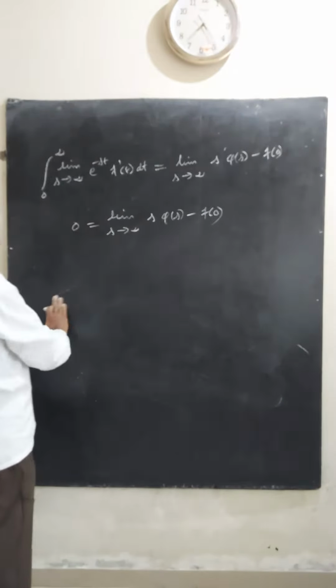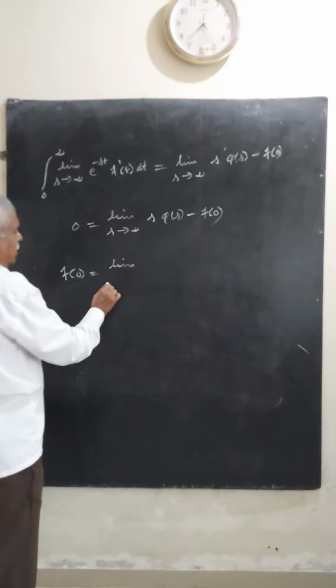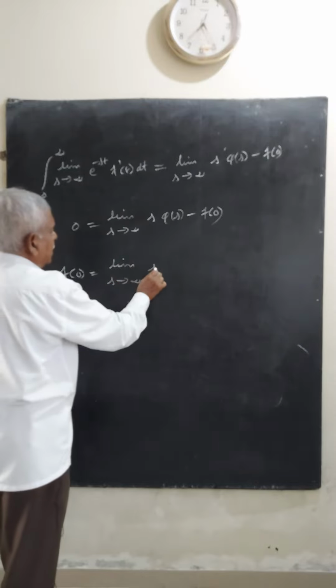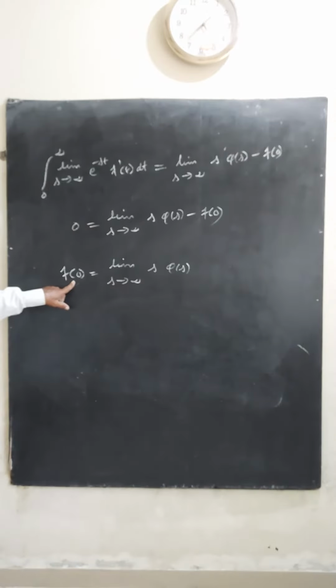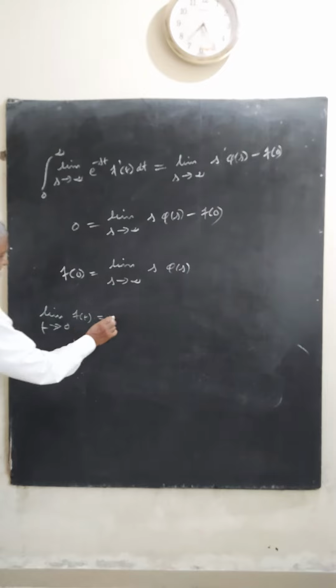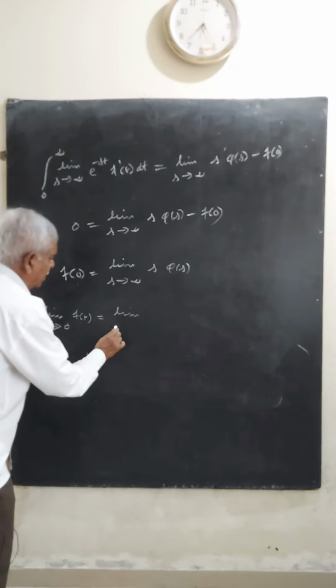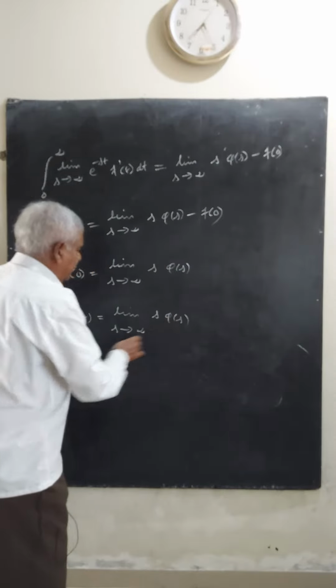This f of 0 comes to the left. F of 0 equal to limit s tends to infinity of s phi of s. Here f of 0, wherever t comes, we have already put 0. Therefore, again, this can be written as limit t tends to 0 of f of t equal to limit s tends to infinity of s times function of s.